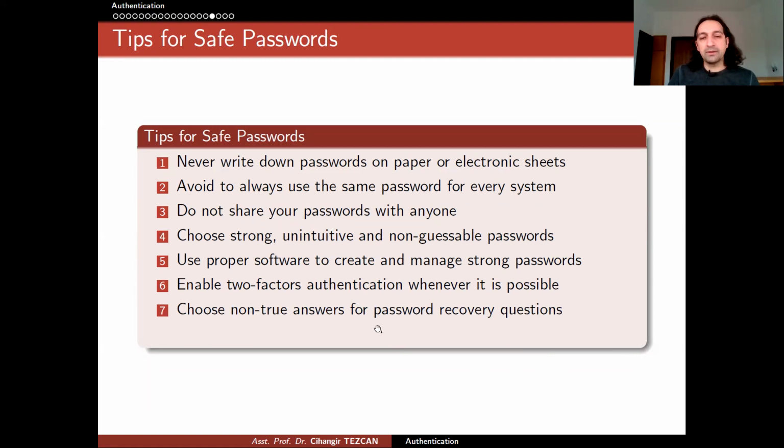Choose non-true answers for password recovery questions. This is really important, because a lot of web pages ask you to choose a password recovery question, like the name of your pet or the maiden name of your mother and so on. If you write the correct answer there, so that when you forget your password, you will rewrite it and recover your password, an attacker can do the same. So try to give false answers to these questions, but also try to remember which false answer you have given to these questions. Finally, change all your passwords whenever a data breach occurs.